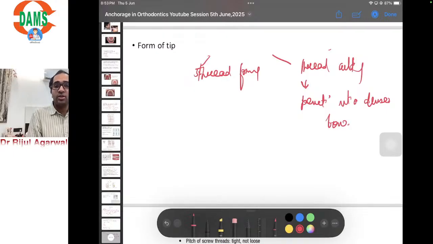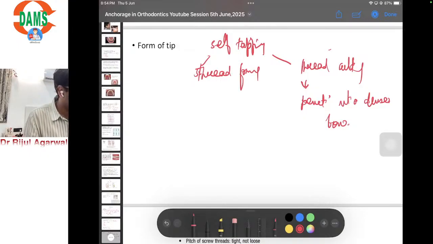Next is thread forming. Thread forming is the one which we place into less dense bone, most common in the buccal screws, which we place interdentally between two teeth for retraction. So there is ease of screw contact and ease of placement as well. Both of these are examples of self tapping screws, that is, they create their own threads while they advance.